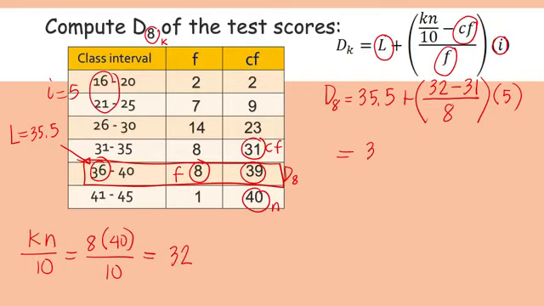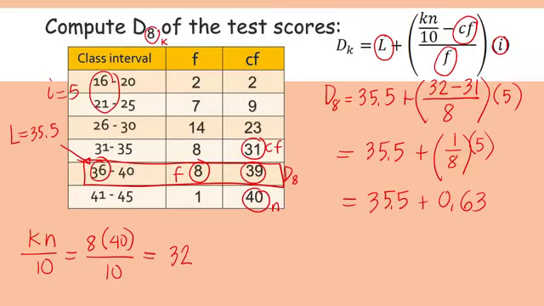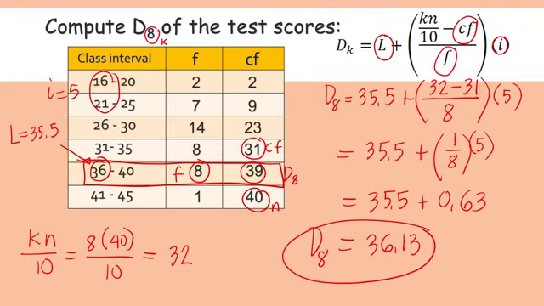You have 35.5 plus 1 over 8 times 5. So what is 1 times 5 divided by 8? 0.63. So you have 35.5 plus 0.63. What is 35.5 plus 0.63? 36.13. So this is the value of the 8th decile.